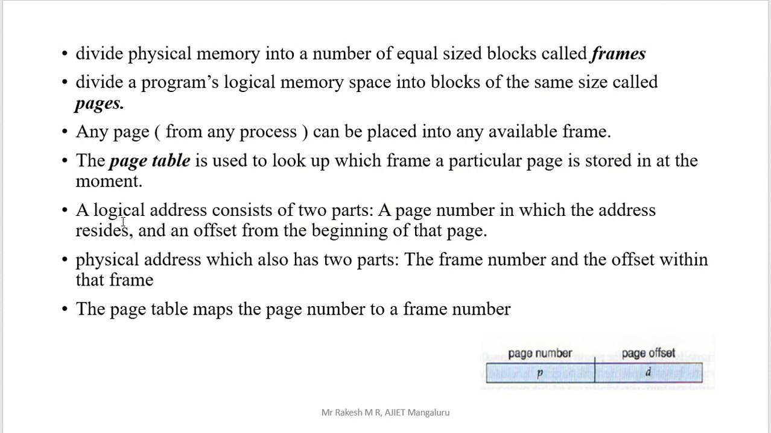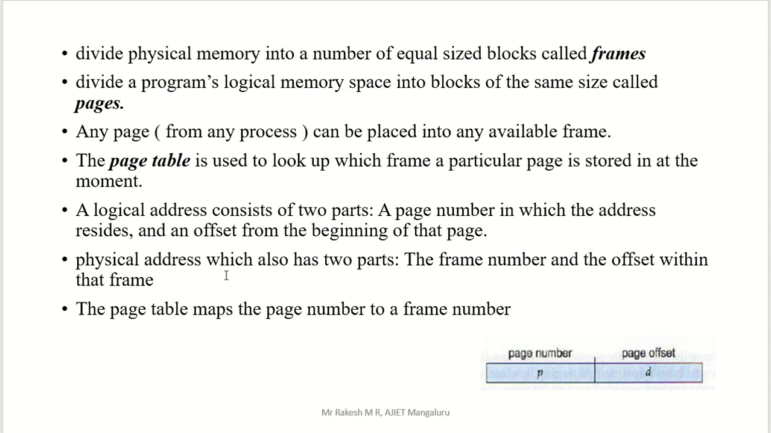Here the logical address consists of two parts. The logical address is generated by the CPU, right? It consists of two parts: one is the page number, you can see this in the diagram, and another is the offset. The offset represents the size of the page. This is the page number, and the length, the size of the page, is there in the page offset. This is about the logical address; it contains the page number and the page offset like this.